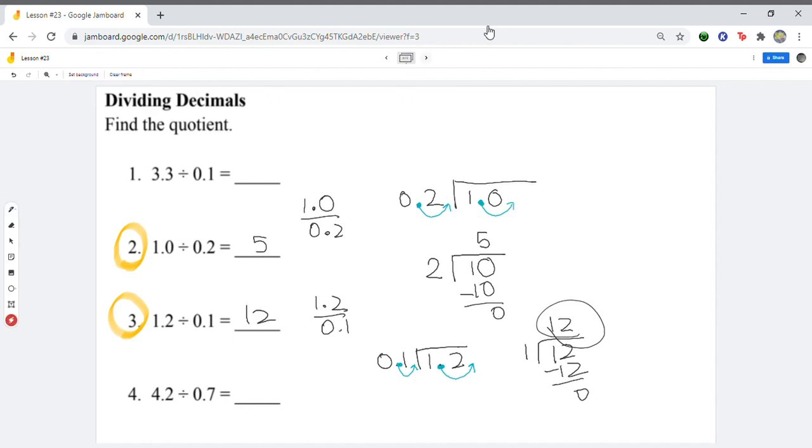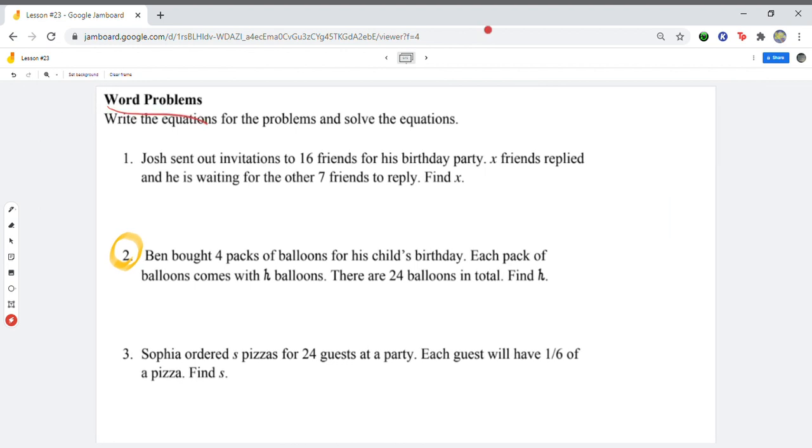Now the final section we're going to go over is word problems, and we're just going to do number 2 over here. It says, Ben bought 4 packs of balloons for his child's birthday. Each pack of balloons comes with H balloons. There are 24 balloons in total, and find the H over here. So I'm going to highlight the information that is important.